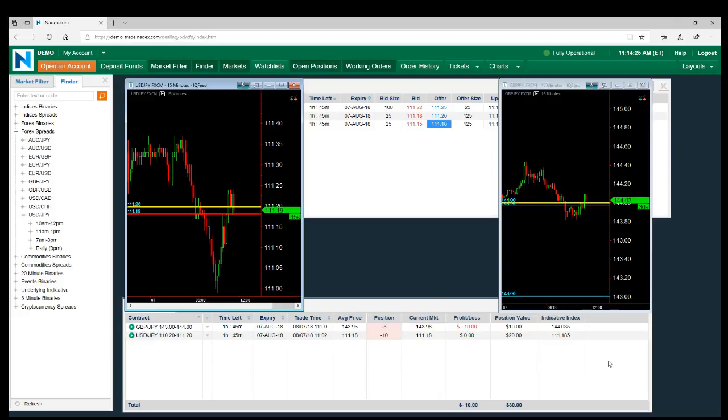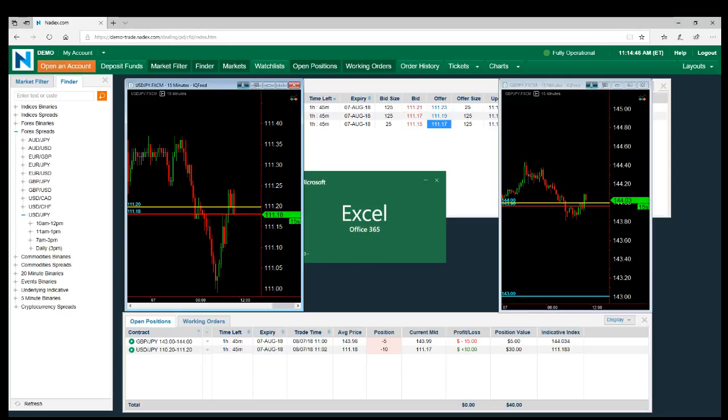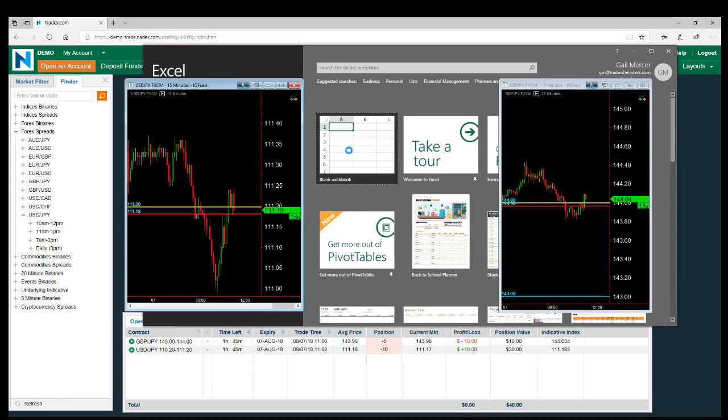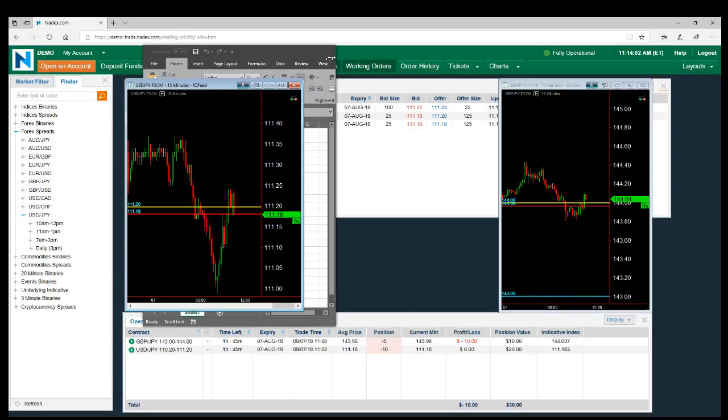Now, over on the British pound yen, you can see from the order box that my average price was 143.96. The ceiling was 144. So I'm going to show you how to calculate this, and it's really not hard at all.